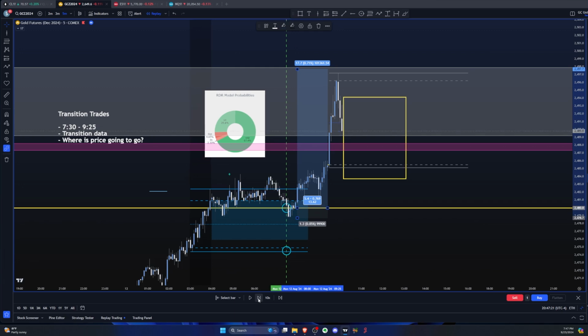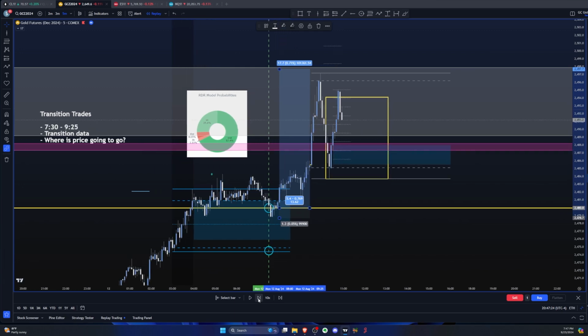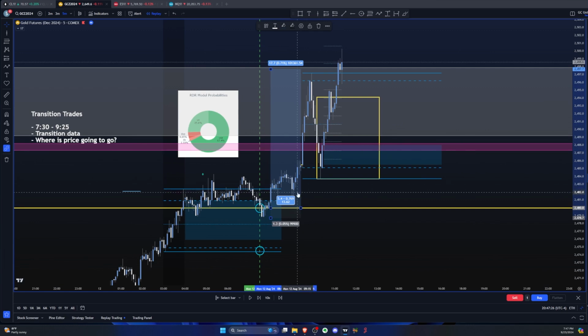We're going to hold it. And boom, we almost get all the way up to there. And boom, we finally make it. So there we go. 13R trade.